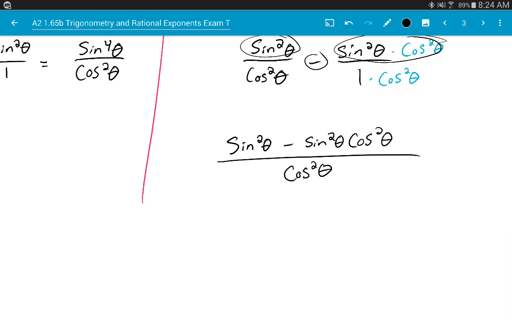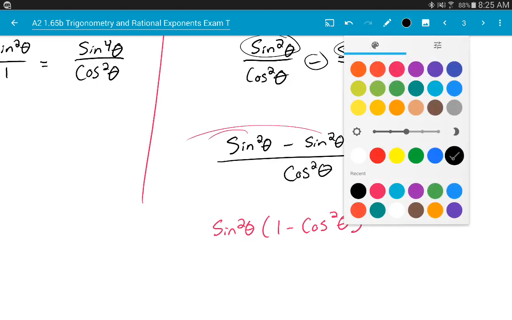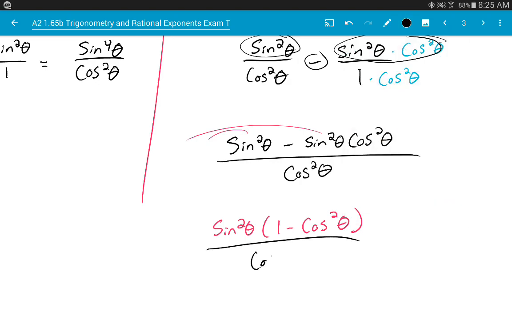The top has a GCF, I see that. Maybe I can pull a sine squared out to the front. So sine squared theta, parentheses, 1 minus cosine squared theta, all over cosine squared theta. And this right here looks like an identity.